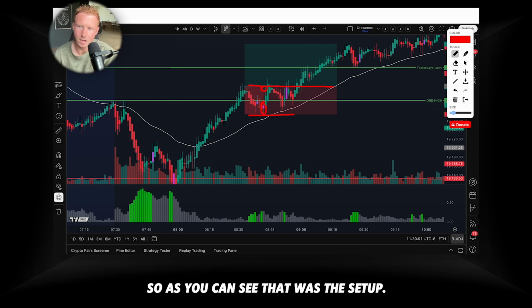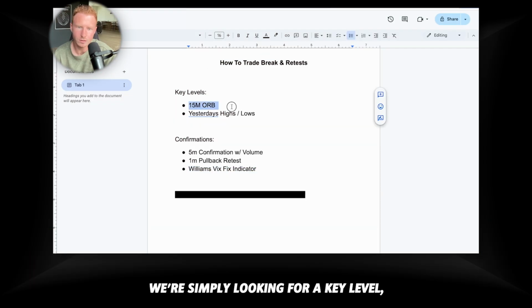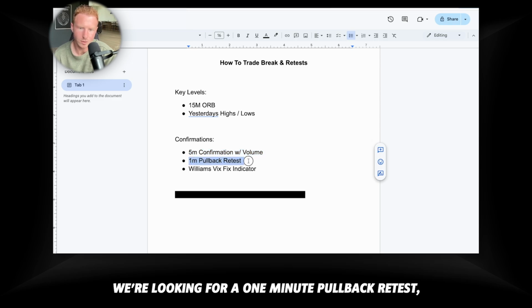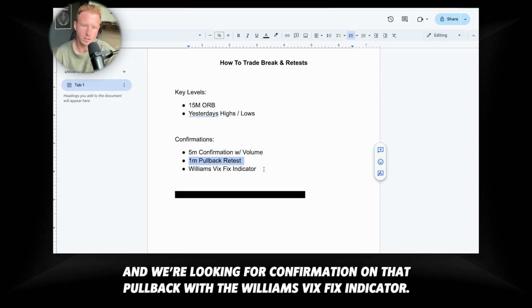So as you can see, that was the setup. We're simply looking for a key level. We're looking for a 5-minute break of that key level. We're looking for a 1-minute pullback retest. And we're looking for confirmation on that pullback with the Williams VIX Fix indicator.